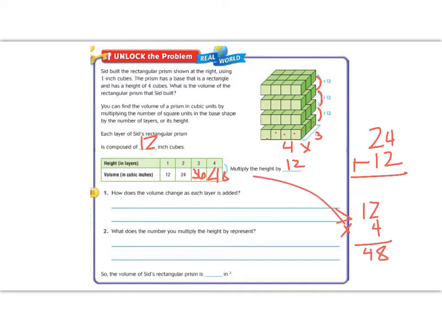Question 1. How does the volume change as each layer is added? Well, if I just have this one layer, then I have 12. And then I add 12 more, and I add 12 more, and I add 12 more. So each time I add a layer, the volume increases.